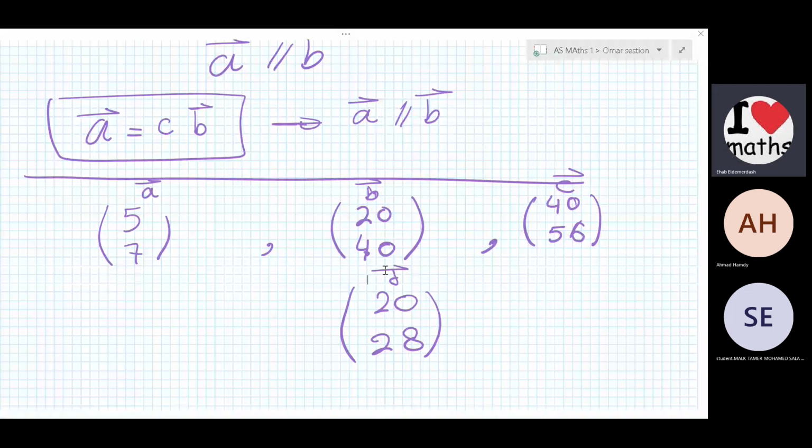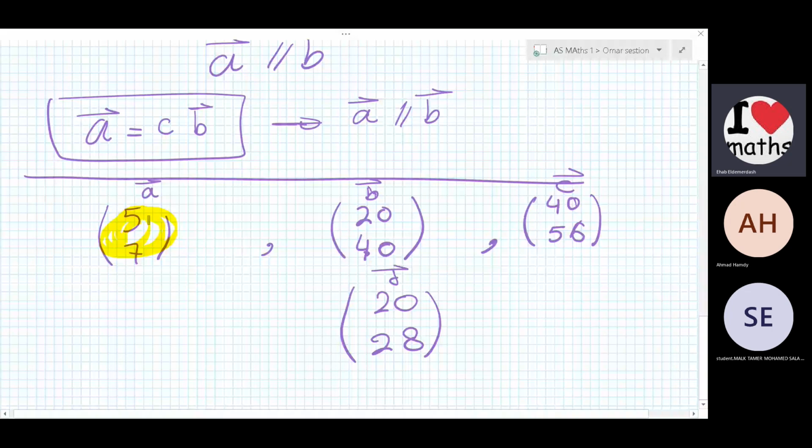What about A and D? Are they parallel or not parallel? They are parallel. Why are they parallel now, Nouran? Multiply by 4. Have a look. If you make a comparison between this vector, this one and the third one, what happened? You can say there is a common ratio.